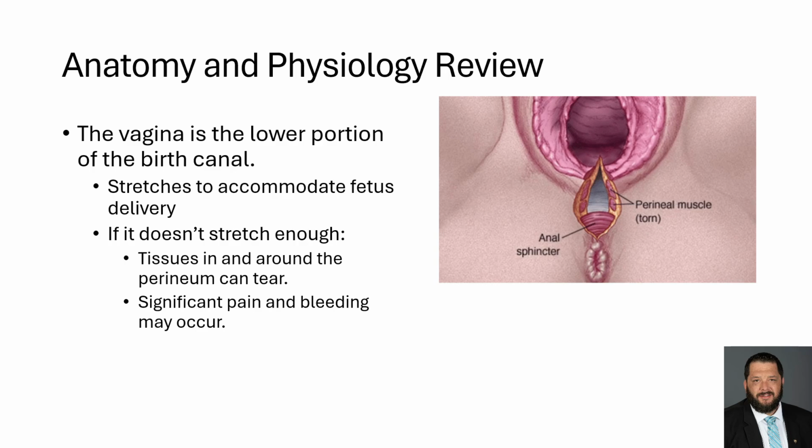The vagina is the lower portion of the birth canal. It will stretch to accommodate fetal delivery, but it doesn't always stretch enough, and there can be tissues in and around the perineum that will tear, and this can cause some pretty significant pain and bleeding. There are times in facility, and we don't do this procedure pre-hospital, but an episiotomy is a surgical incision of the perineal area to prevent the tearing that can be stitched post-delivery. But this is one of the complications to the maternal patient post-delivery that you need to be aware of.